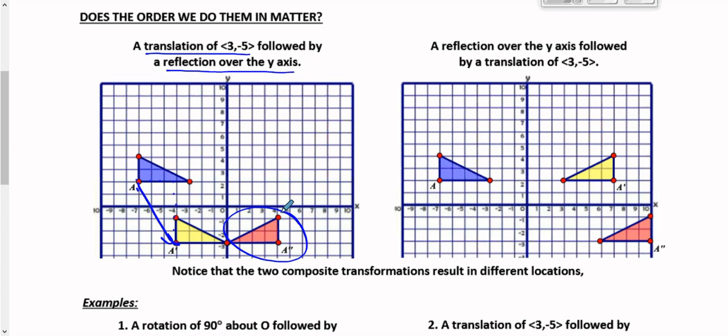So let's now see if the order matters. Let's start now with the same triangle. Now we're going to do first the reflection in the y-axis, over to here, and then do the translation. So did the order matter here? Yeah. Okay. Oh, by the way, a reflection over the y-axis. Can somebody give me another name for that? The y-axis? X equals 0, remember?